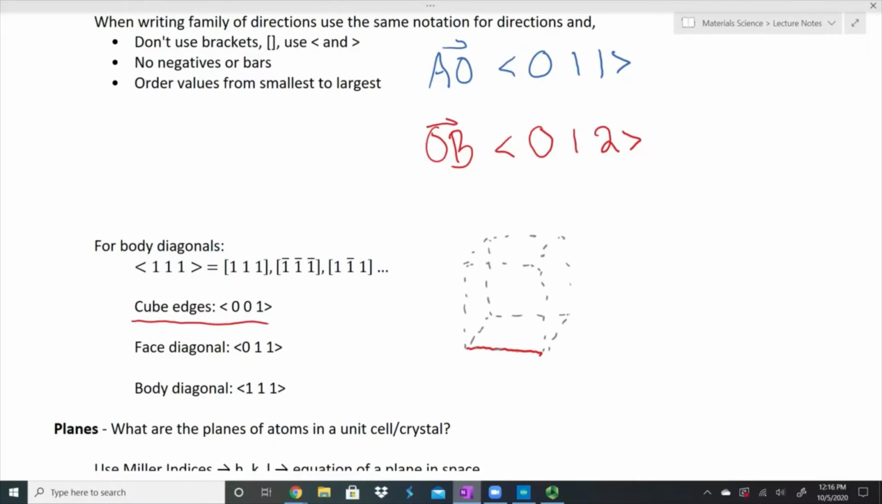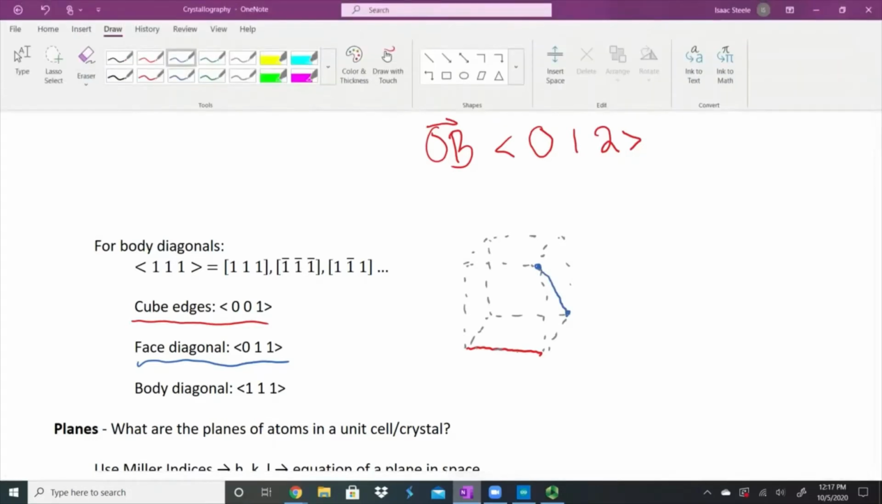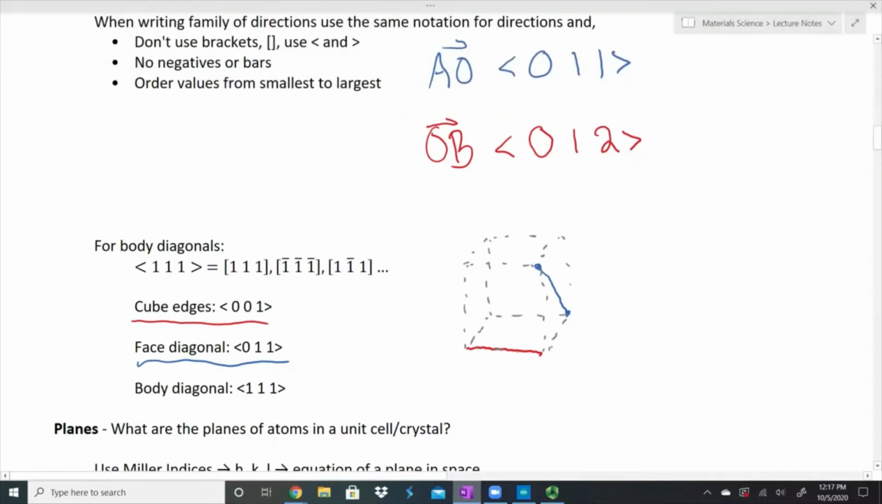A face diagonal we've talked about. I'll do that in blue. A face diagonal would be something where I go from this face here, this square that's on a surface, from one corner to another corner, and that's my face diagonal. And lastly, we'll go from this point to this point here. The body diagonal goes throughout the entire three-dimensional structure, and that is my body diagonal.